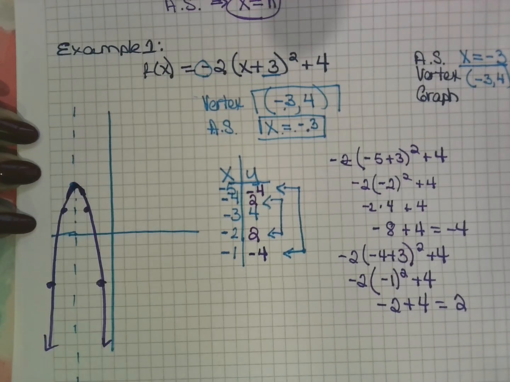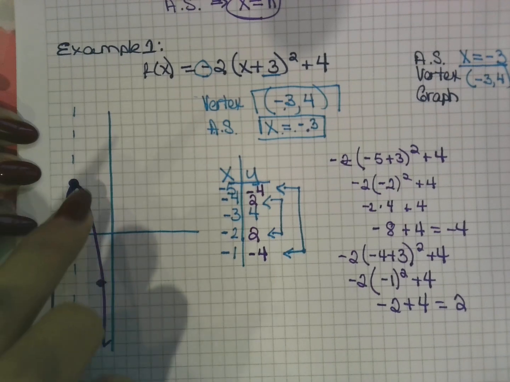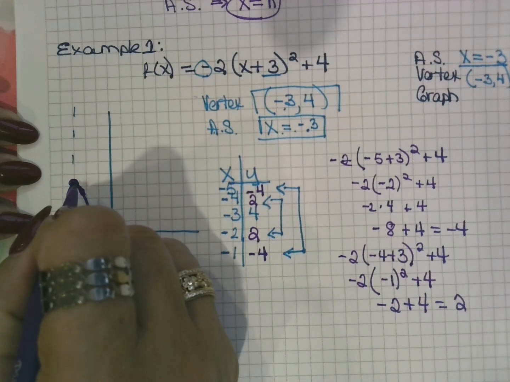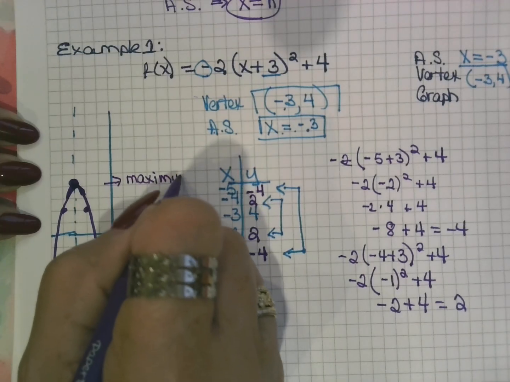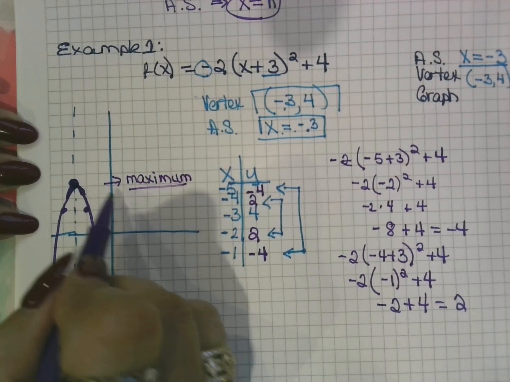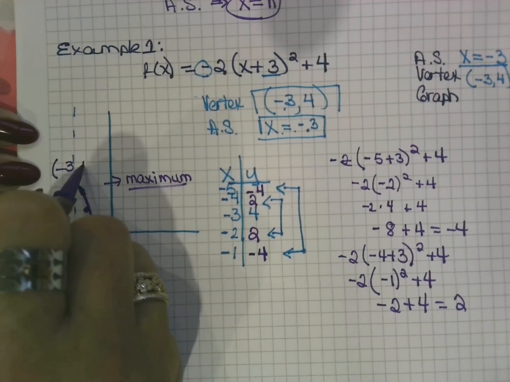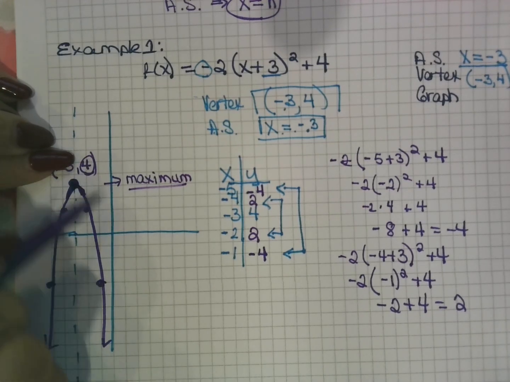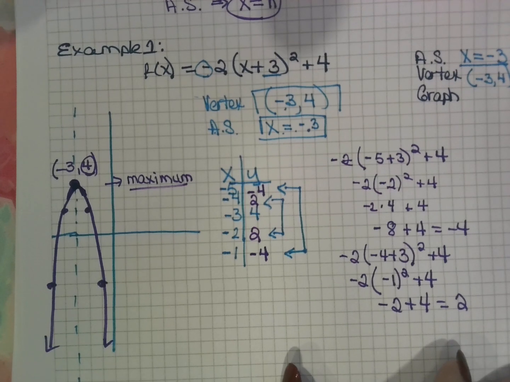Oh, one other thing. This vertex up here, when a function like this is opening down, because it's a negative, the vertex up here is a maximum. So that's a new thing. And all it means is that y has the maximum value here. The vertex here is at -3, 4. 4 is the biggest value of y that you'll have anywhere in that function. So that is the maximum value. Okay? All right, moving on.